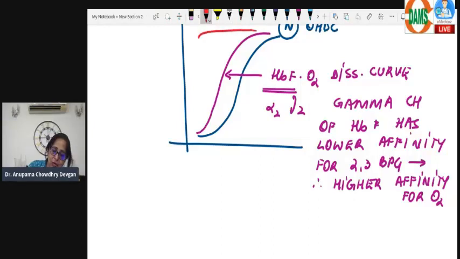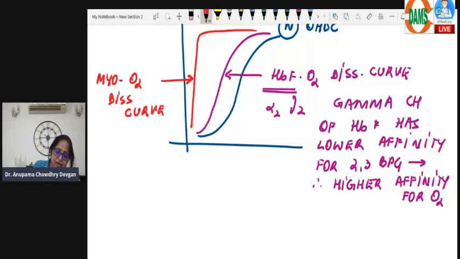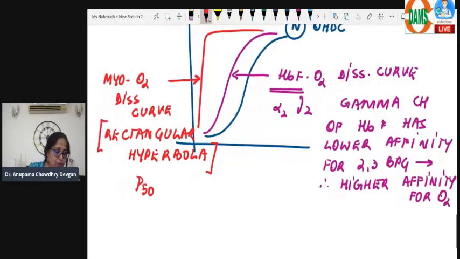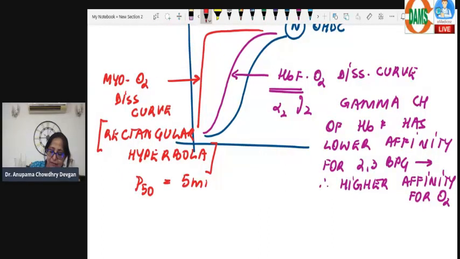If you look at the myoglobin oxygen dissociation curve, there is an extreme shift to the left. This is a rectangular hyperbola. Very, very high affinity of myoglobin for oxygen. Myoglobin is present in muscles. It is a storehouse of oxygen. What is the P50 for myoglobin? P50 for myoglobin is only 5 millimeters of mercury. When the PO2 is 5, myoglobin is already 50% saturated. Very, very high affinity.